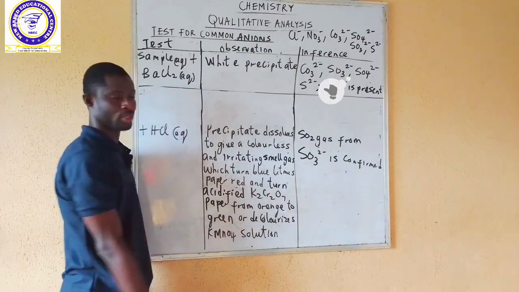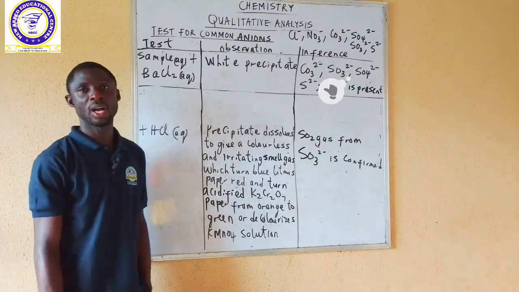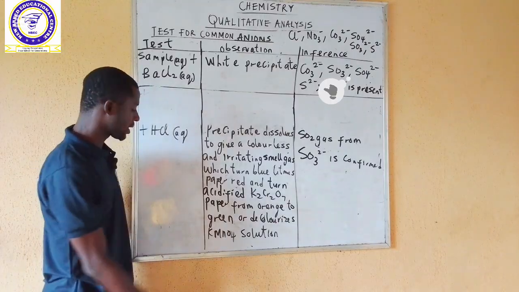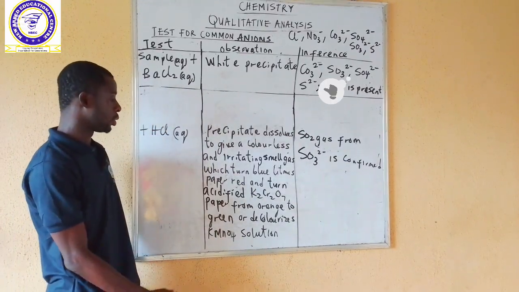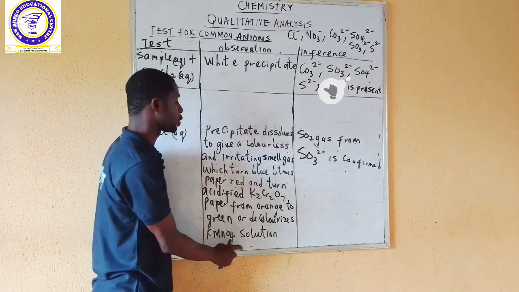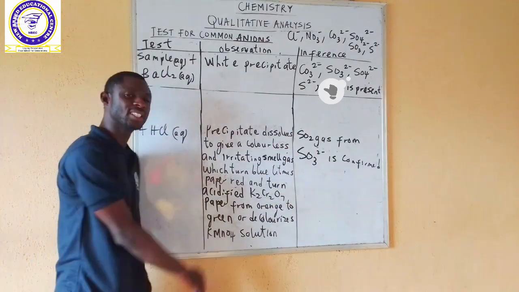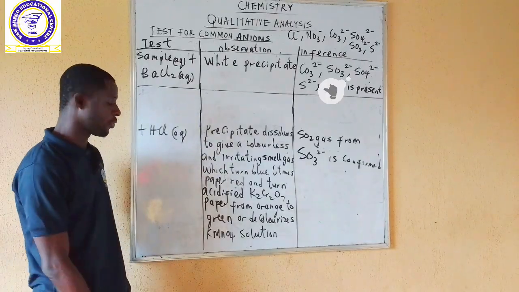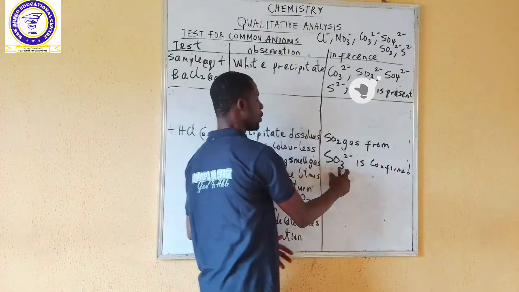Or we can also use this reagent to test for SO2. If you bring KMnO4 solution near the SO2 gas that is coming out, it will decolorize this KMnO4 solution. And we know that SO2 gas can only come from SO3 2-.